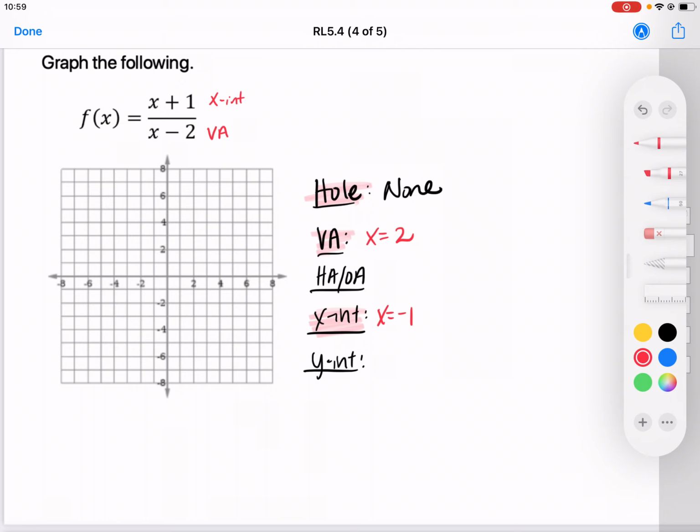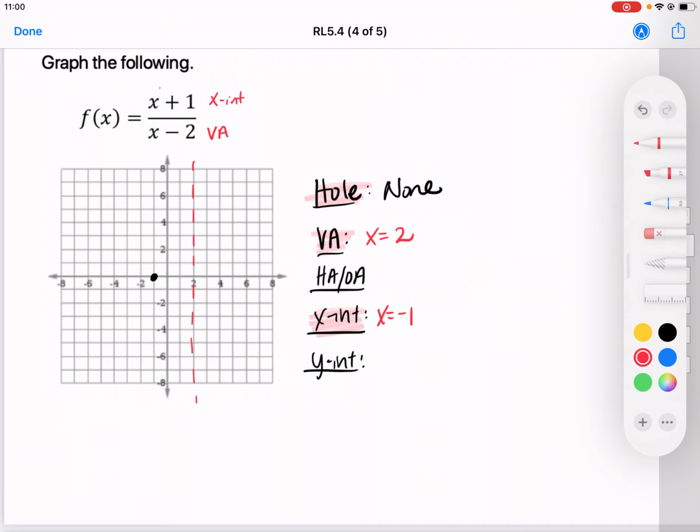So let's go ahead and plot those since we have those. We've got positive 2 for our vertical asymptote, so I'll put a dotted line at positive 2. My x-intercept is -1, so right here on the x-axis. So you just place that on the x-axis. And then the other two you find from the original, without the factored form.